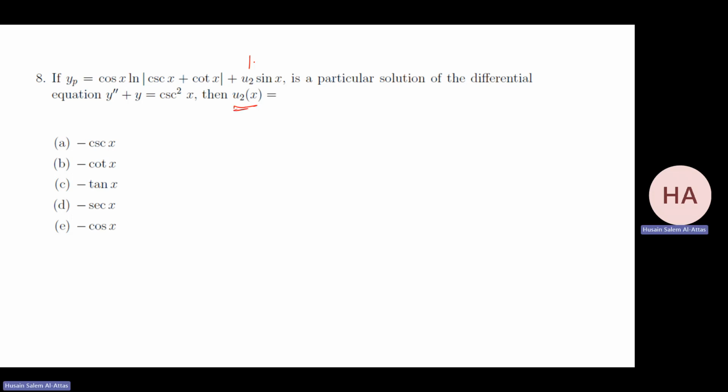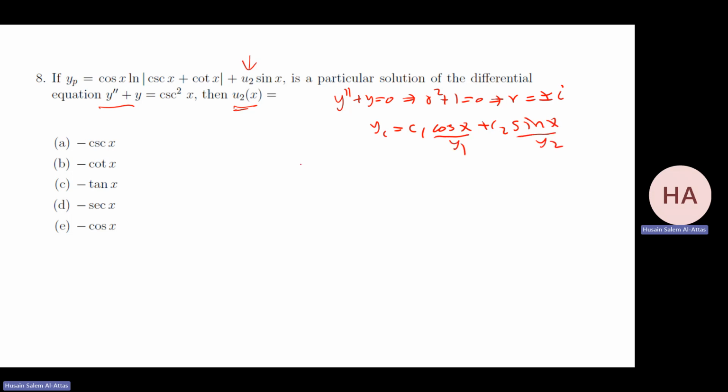Find u2. He wanted me to find u2, the one with the sine. So I have this y_c, the homogeneous. I think we did a good number of questions. Now let me try to finish it. y_c will be C1 cosine x plus C2 sine x. So this is y2 and this is y1. So it is W of y1, y2. That will be cosine x, minus sine x, sine x, cosine x, which is equal to 1.